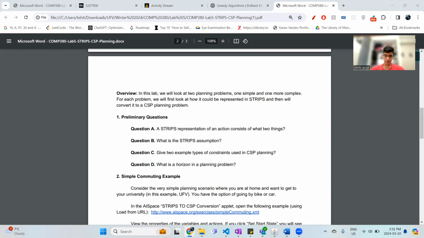And a goal constraint constrains the final state to be a state that satisfies the goals that are to be achieved. And then question D was about what is a horizon in a planning problem. And you can think of horizon as almost like forward checking, something like that. So it is the number of forward planning steps, which include all possible actions and the resultant state. And the implications of choosing a horizon include decision making, complexity, and resource allocation.